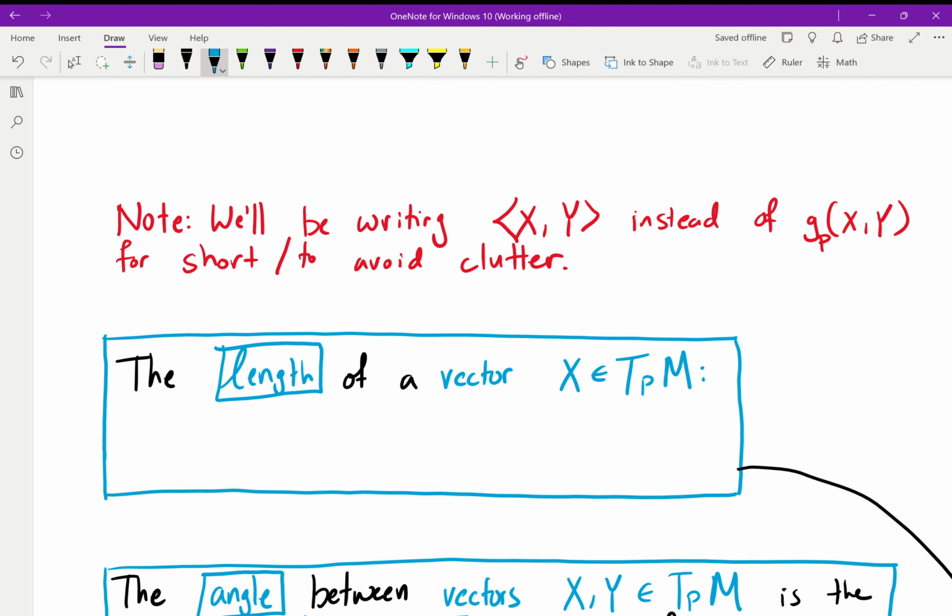So if we want to talk about a vector in some tangent space, we can define the length of that vector to be what you get when you take the inner product of that vector with itself, and then the square root of that. By the way, to avoid things getting cluttered, I'm going to be using this angle bracket notation instead of just writing g_p of the vectors we're putting in. This is something that Lee does as well in the text.